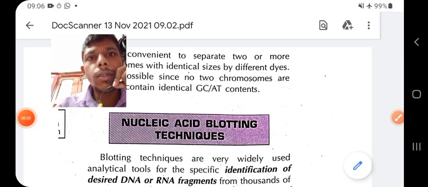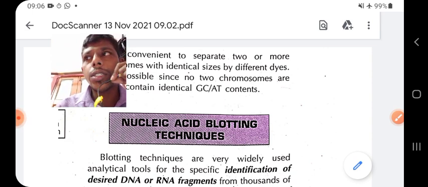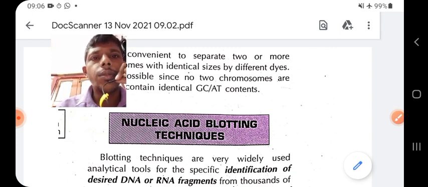So today I'm going to discuss with you all about the northern hybridization and the southern hybridization technique, and this is for the fifth semester biotech students. So let's get started now.